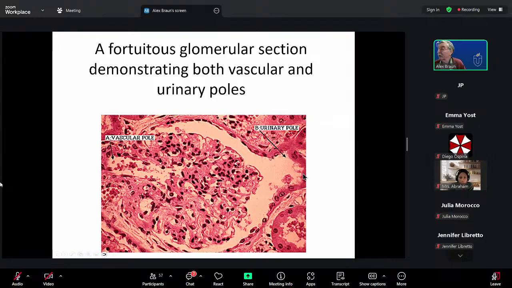Notice, by the way, that the cuboidal epithelial cells of the proximal convoluted tubule are continuous with these flattened epithelial cells, which are part of the parietal layer of Bowman's capsule. So the cuboidal cells transition rather abruptly to the flattened epithelial cells, the squamous epithelial cells of the parietal layer of Bowman's capsule. The epithelial cells which are actually incorporated into this glomerular capillary tuft must be the visceral epithelial cells, and they're quite challenging to see, but if you know what to look for, you can find them. We'll talk more about that.